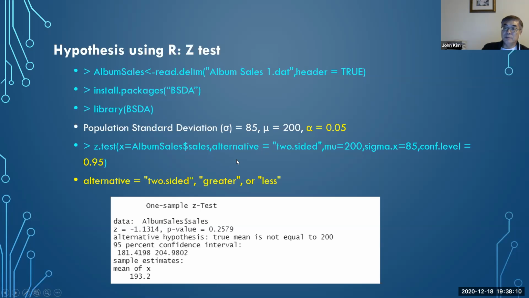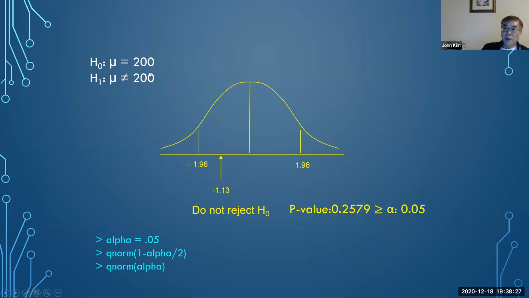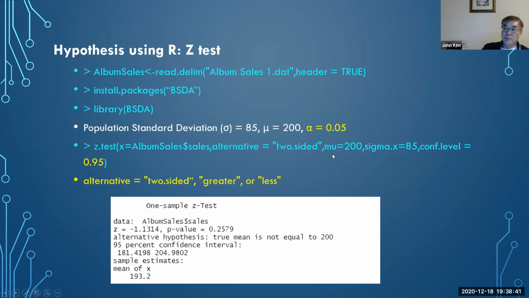So in this function and argument, what is the data set, and then if it is Z test or T test, and then if it is two tail or one tail. If it is two tail, then two-sided. And then we need the population mean in the null and alternative hypothesis, mu equals 200. So population mean, and then sigma, that is the population standard deviation, sigma, given, and then confidence level. You know, alpha and confidence level.